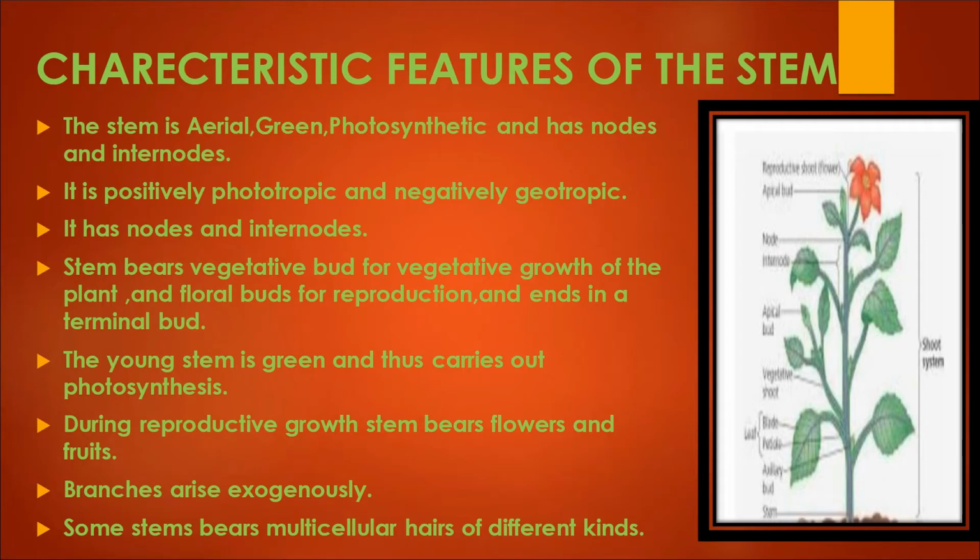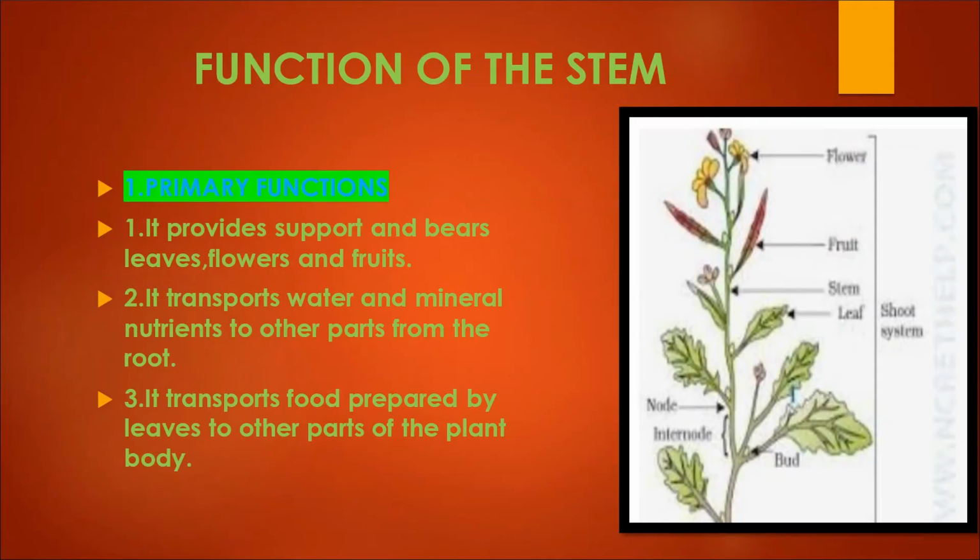The stem bears vegetative buds for the vegetative growth of the plant, floral buds for reproduction, and it ends in a terminal bud. The young stem is green in color and carries out photosynthesis. During reproductive growth, the stem bears flowers and fruits, and branches arise exogenously from the outside of the stem. The stem bears multicellular hairs which are of different types.